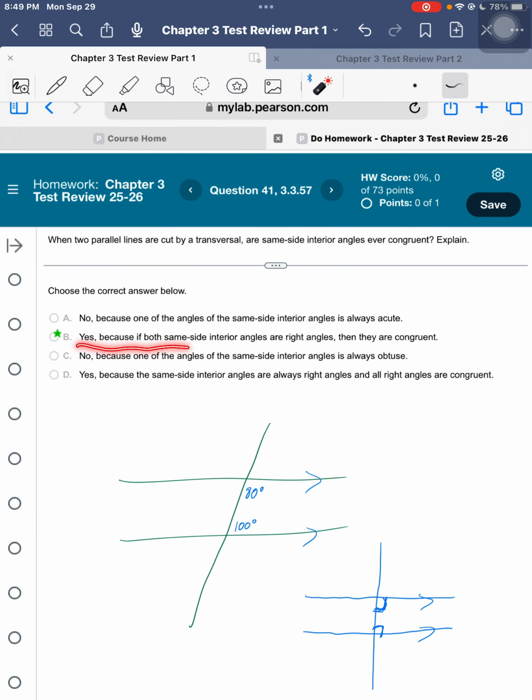So when two parallel lines are cut by a transversal, are same side interior angles ever congruent? Yes, because if both same side interior angles are right angles, then they are congruent. So only in this situation. So be careful with this question.